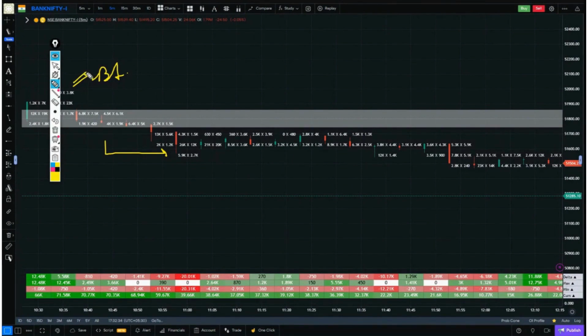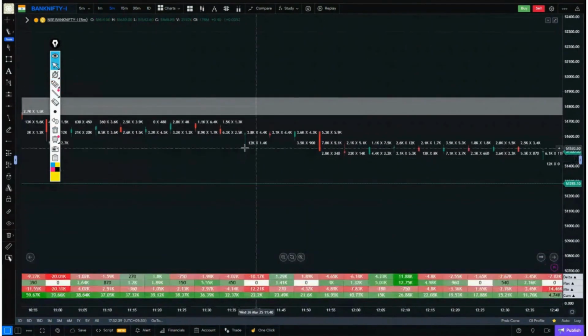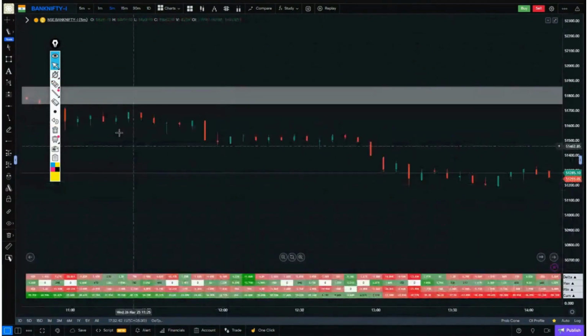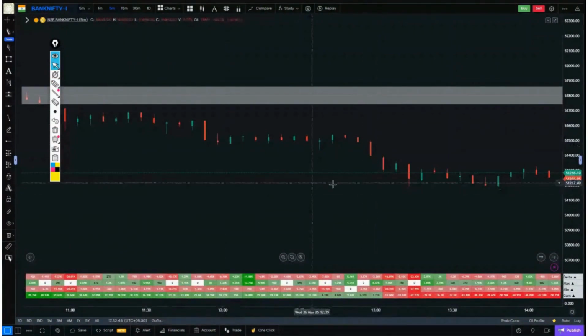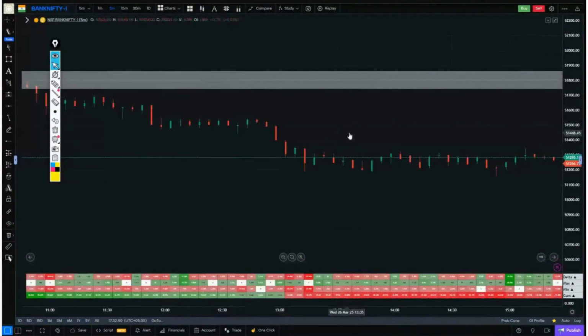A good pullback came, just like Nifty. It caught a downtrend. Again here 16K selling came, bust selling came, and from here, taking some rejection, Bank Nifty gave closing from these selling zones.